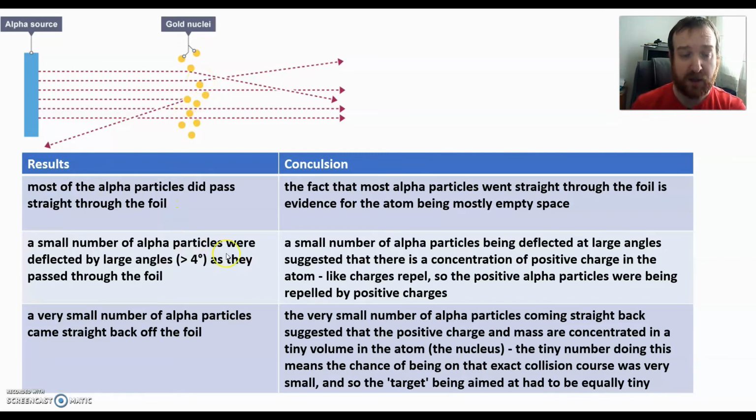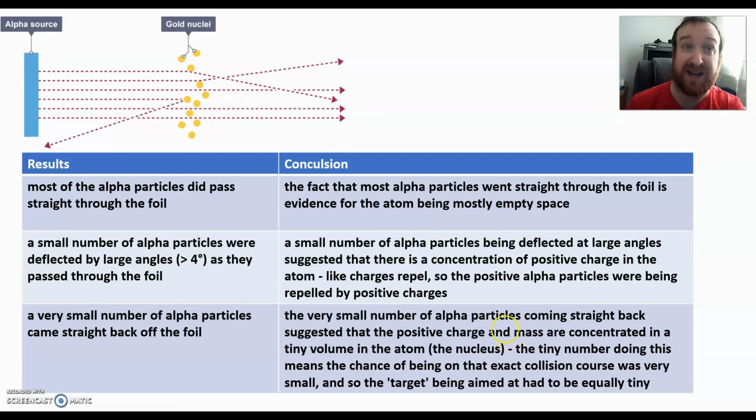Okay, so if a small number are deflected at large angles, that tells us there is a concentration of positive charge in the atom, because similar charges repel. The alpha particles are repelled a little bit by the positive nucleus. A very small number of alpha particles go straight back off of the film, deflected by extreme angles. That tells us that the positive charge and mass are concentrated in a tiny, tiny volume, the nucleus.